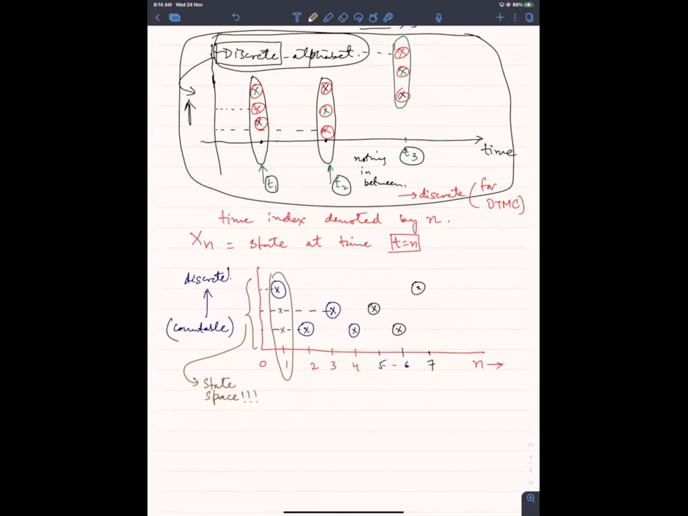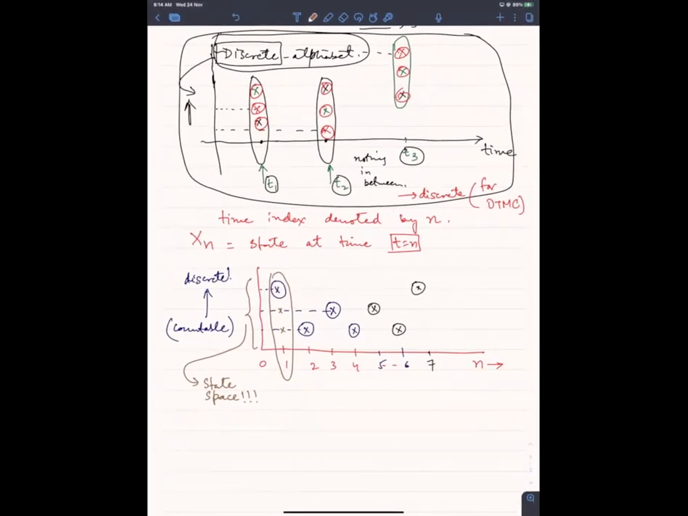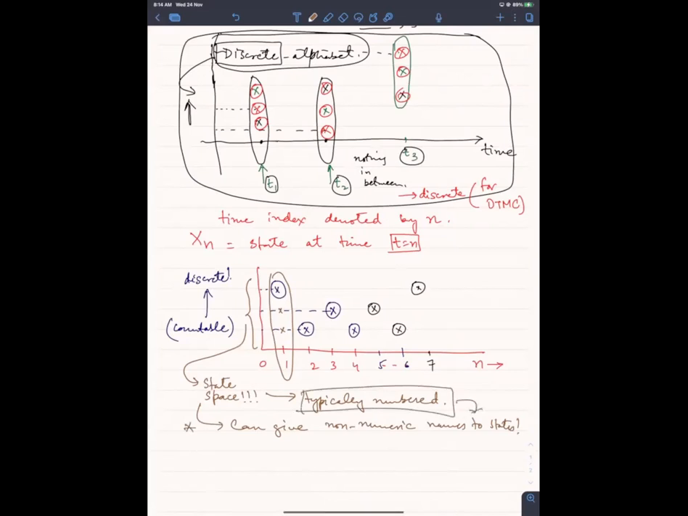So state space is typically, आप स्टेट्स को कुछ भी नाम दे सकते हैं, स्टेट ए, स्टेट बी, स्टेट सी, कुछ भी नाम दे सकते हैं, but typically numbered. You can give non-numeric names to states, but typically they are numbered. Typically इसको जो ना numeric ही रखते हैं.